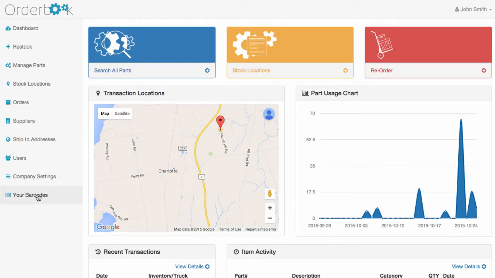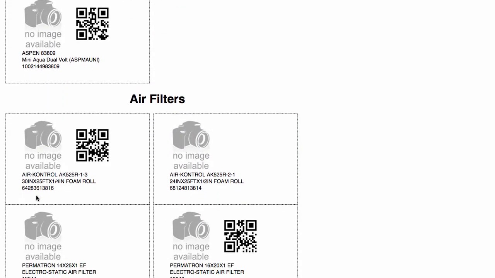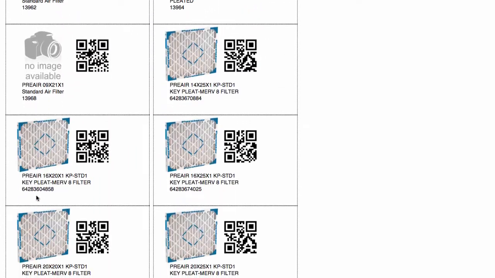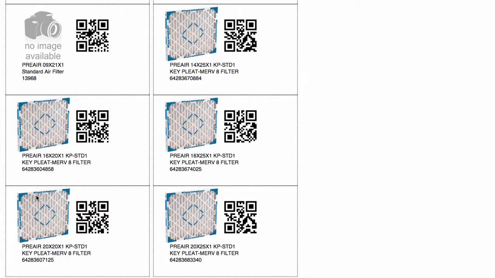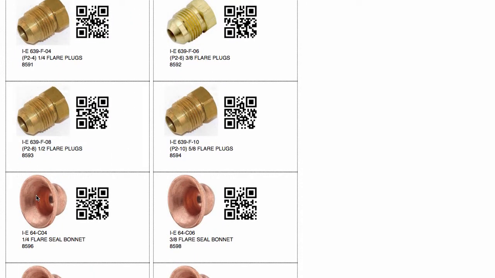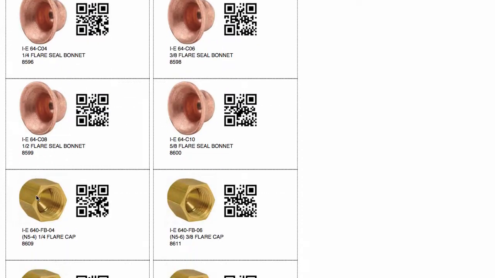You can print bin labels or a stock book by clicking here. These items allow your field users to efficiently find and scan items that don't have integrated barcodes as they use them in the field.